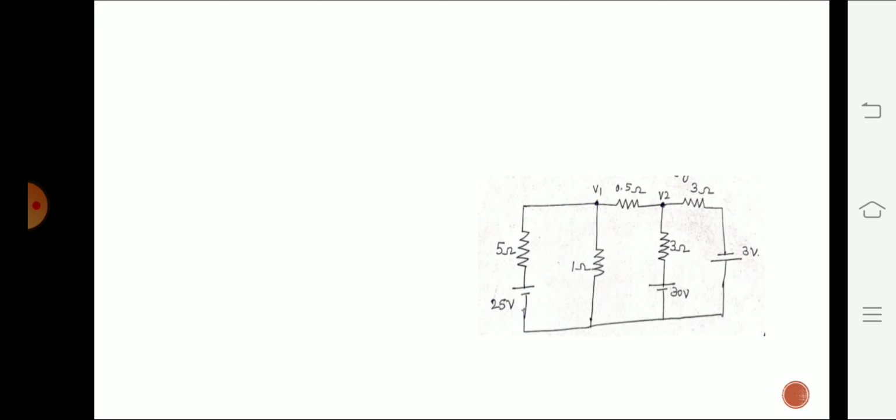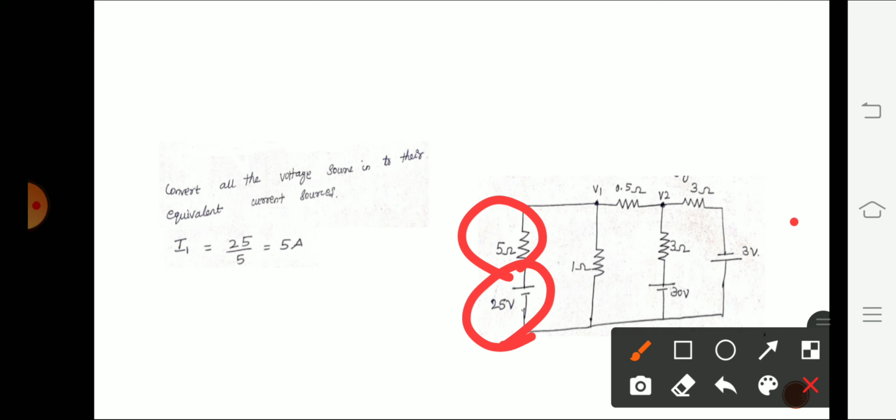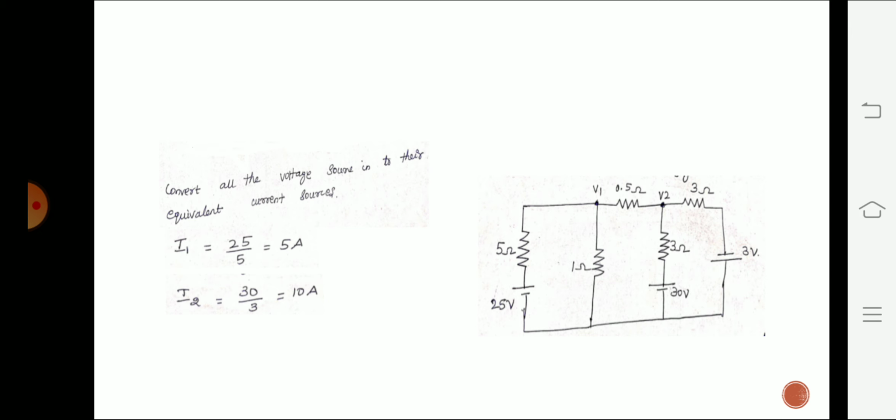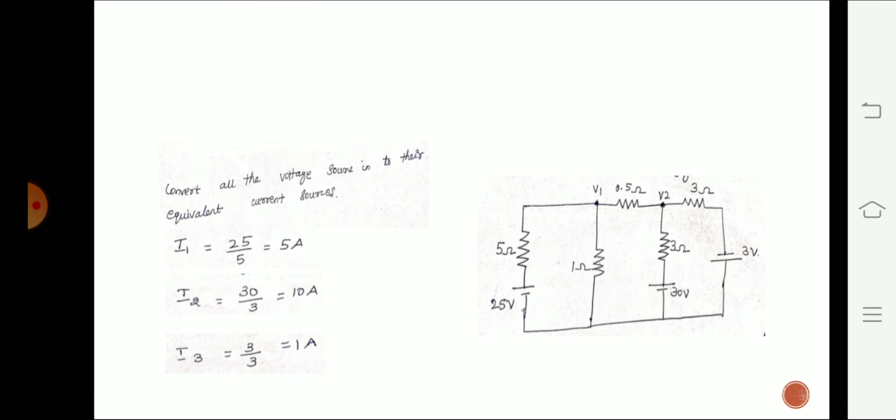We know the formula I is equal to V by R. So convert all the voltage sources into current sources. First we find the I1 value. Here the voltage is 25, the resistance is 5 ohm. Convert the 5 ohm. Next find the I2. Here V2 is 30 volt. The resistance is 3 ohm. We get the 10 amps. And next we find the I3. Here the voltage is 3 volt and the resistance is 3 ohm. So the answer is 1 amp.